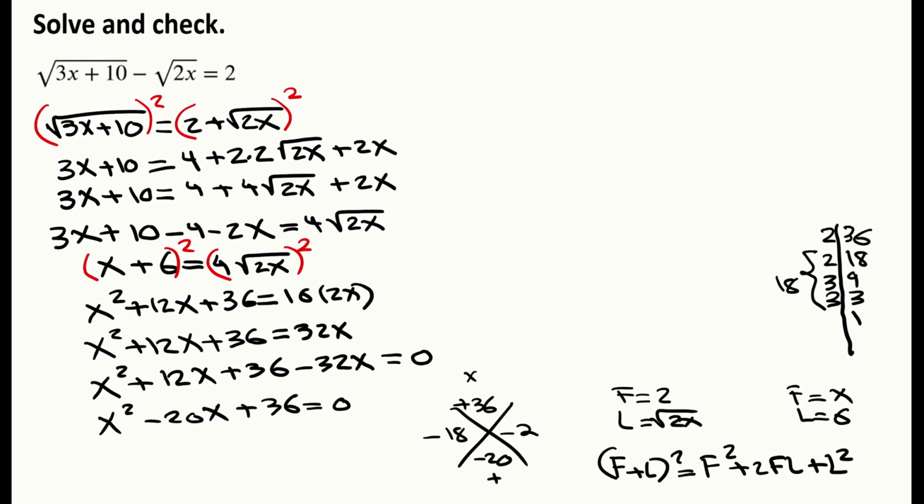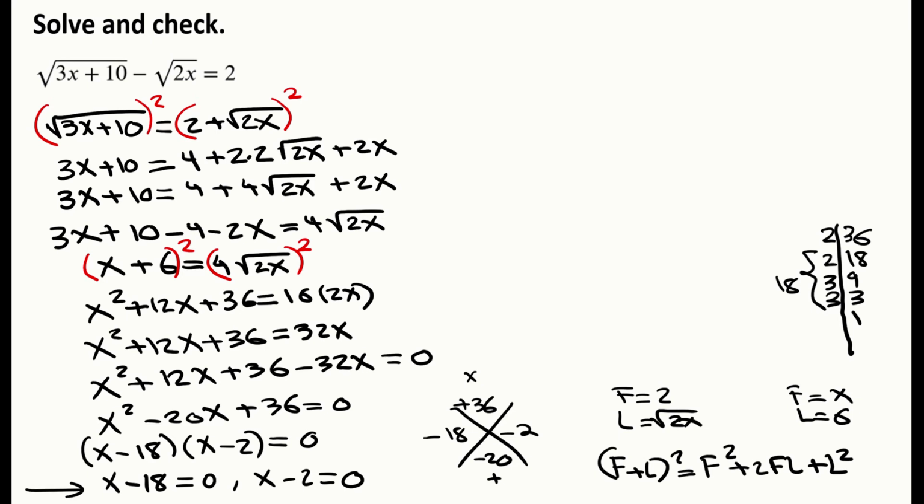Let me continue here. So I get x minus 18 times x minus 2 is equal to 0. So we get x minus 18 equals 0, or x minus 2 equals 0. That, of course, by the zero factor property. So finally, as far as x values, we get x equals 18 or x equals 2. Now we just need to check both of those and see which ones work out.